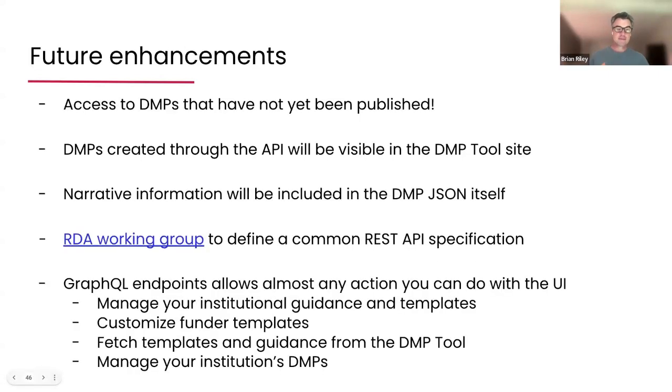The good news, though, is that we are going to address all of those issues. So you'll be able to get all DMPs, whether or not they're published, assuming that they belong to your institution. DMPs created through the API will, of course, be visible within the new UI. Narrative information will also be included in that structured JSON so that it's more machine actionable.